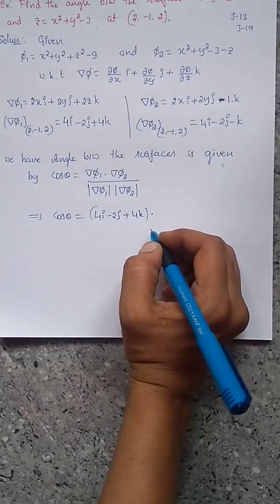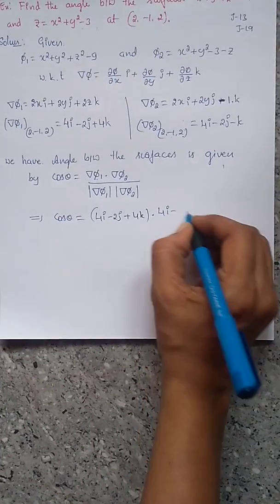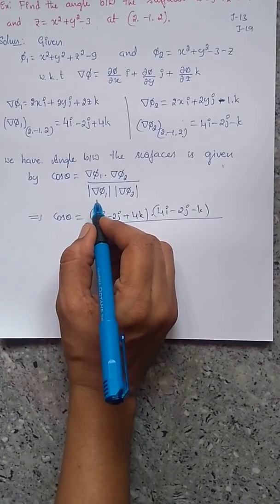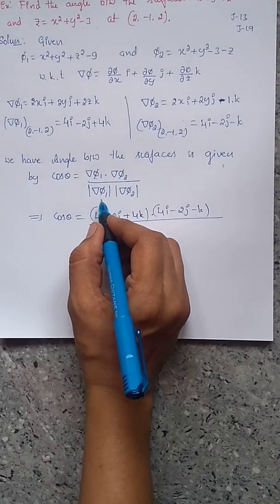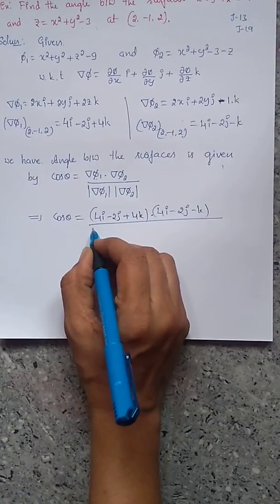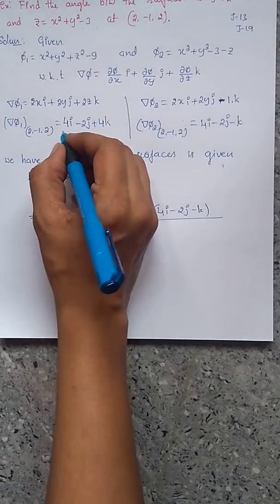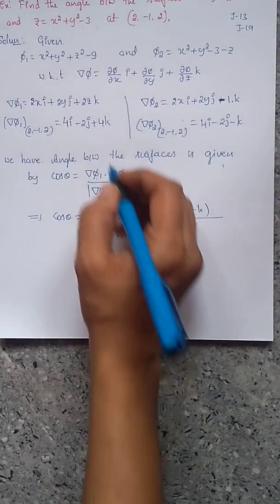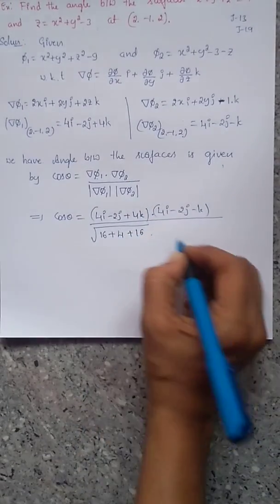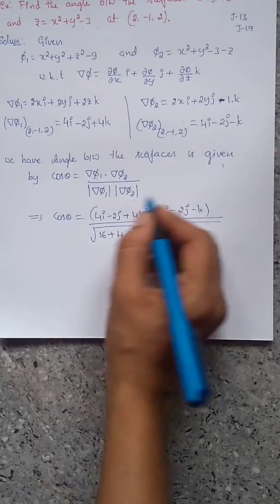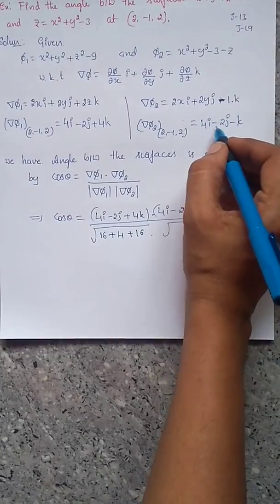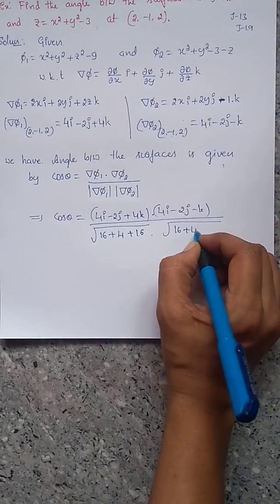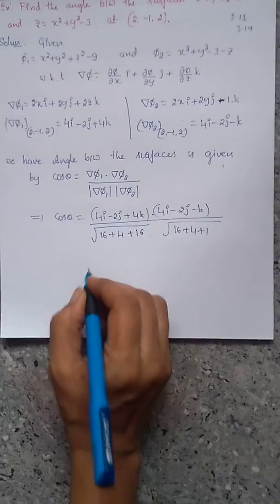Now in the angle formula, substitute del pi 1 = 4i - 2j + 4k dot product with del pi 2 = 4i - 2j - k, and the denominator is the magnitude of del pi 1 and del pi 2. The magnitude of del pi 1 is the square root of the squares of the i, j, k coefficients: 4² is 16, (-2)² is 4, and 4² is 16. The magnitude of del pi 2 is the square root of 16 plus 4 plus 1.